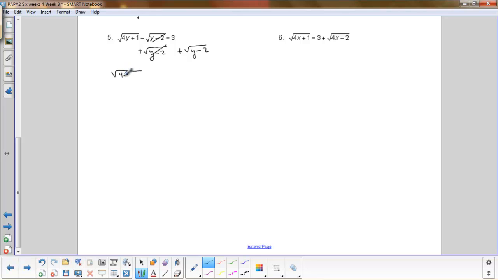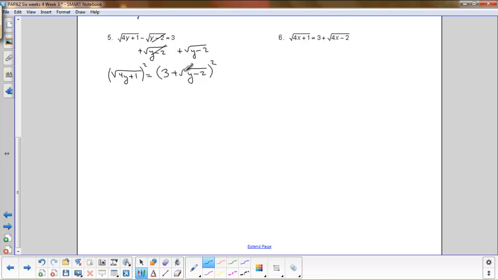The square root of 4y plus 1 is going to equal 3 plus the square root of y minus 2. Now this is going to challenge your factoring skills, so please make sure that you are factoring these appropriately. One misstep is going to give you a really different answer than the correct one, okay? So now that my radicals are isolated, what I must do is square both sides, including the 3 and the plus sign.